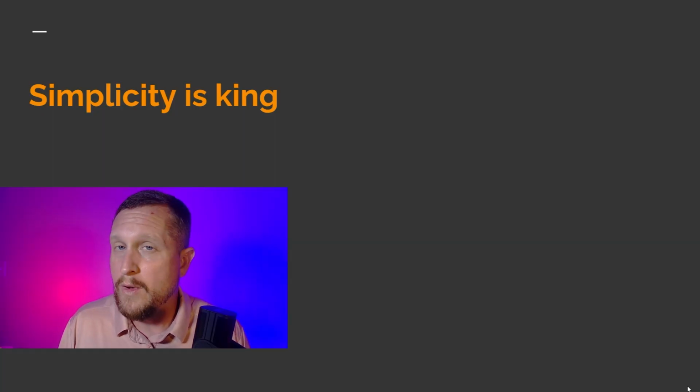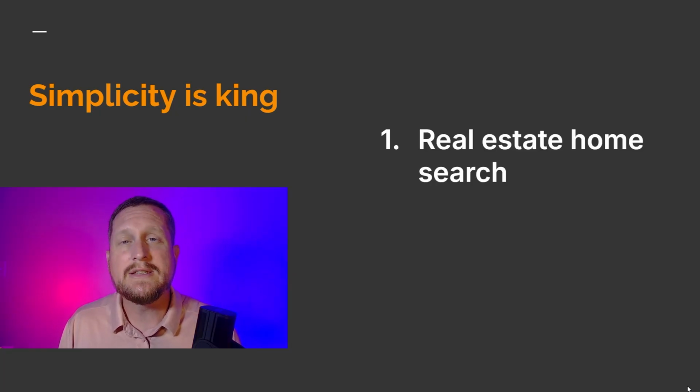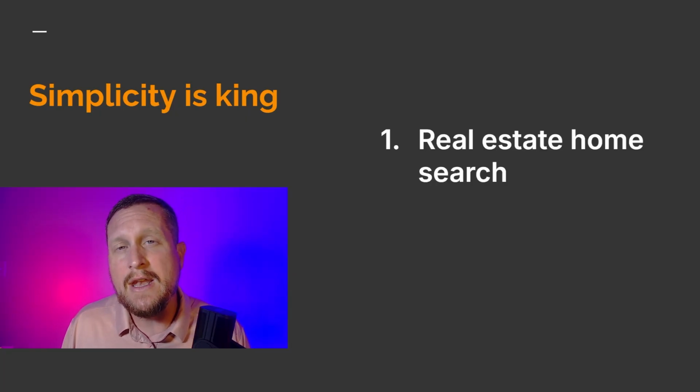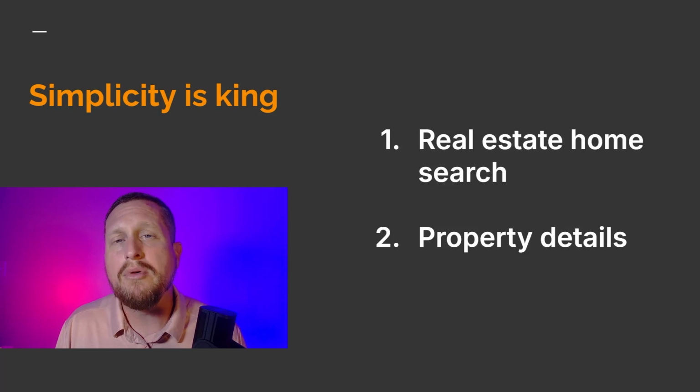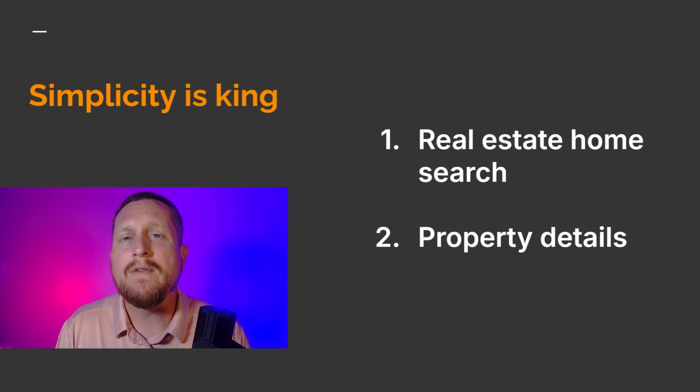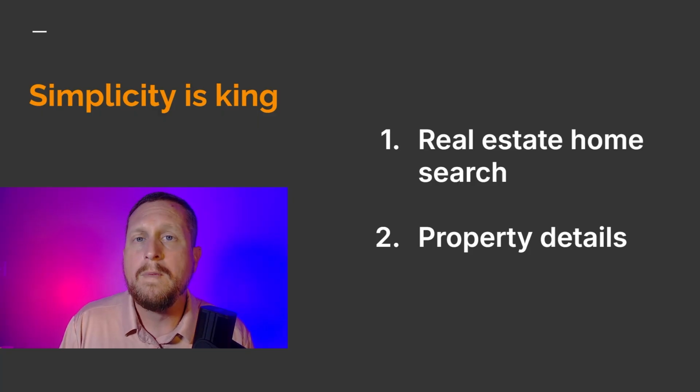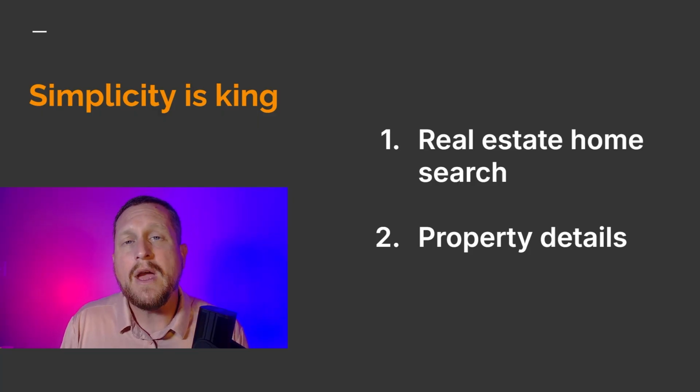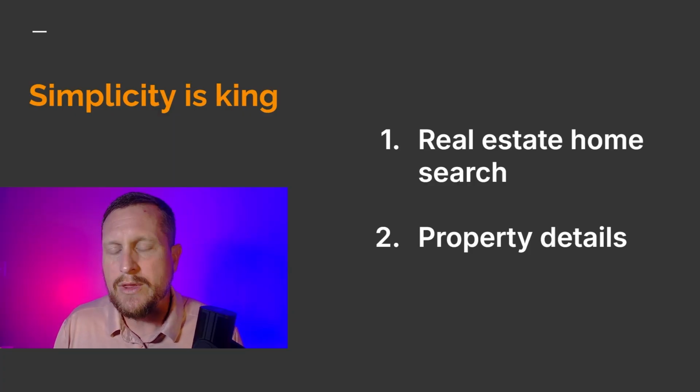And so the number one thing I have on my site is a real estate home search. Then I have actual property details. Because a lot of the ways that I drive traffic to my site is through property listings, I want to have the details of those listings on the site so when they get there, they get exactly what they want.